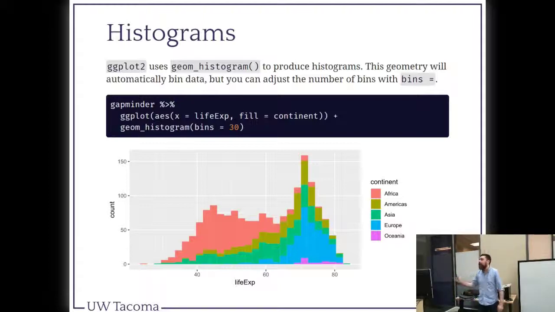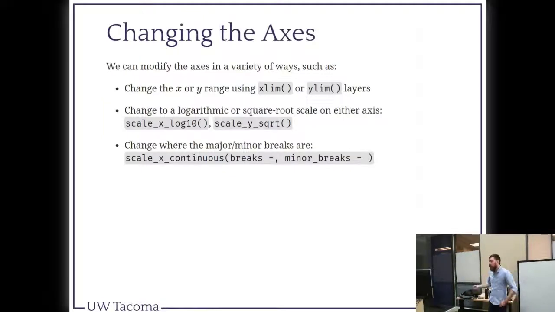Okay. So, things you might want to do. You might want to change the axes on your plot. You can change the range of your x and y axes using xlim and ylim. Give xlim two values, and it will make the first one the minimum and the second one the maximum, so you can zoom your plot in and out.